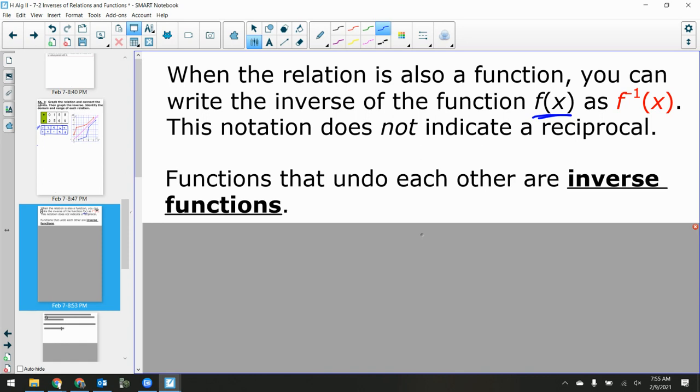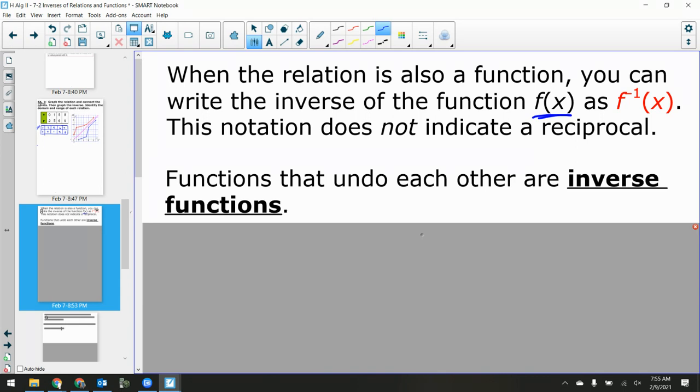So whenever you see that symbol with the negative one up there, I don't want to call it an exponent, but up there, that's an inverse. That's denoting that that's the function's inverse. Okay. That does not indicate a reciprocal. That is not going to put it into a fraction or anything like that. Functions that undo each other are called inverse functions.